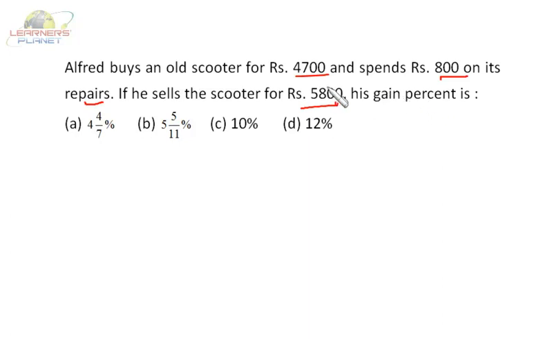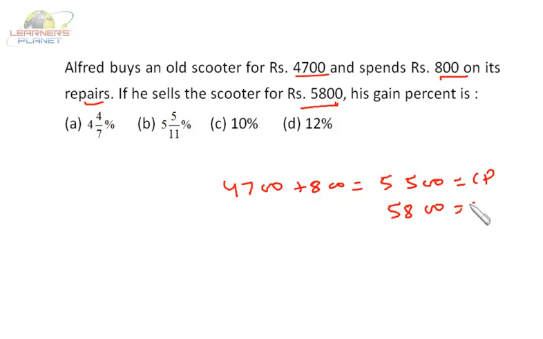His cost price of scooter is 4700. Then he is spending 800 rupees on it. That means total amount which he spent on the scooter before selling is 5500. That is cost price. Now what is its selling price? It is 5800. Now what's the profit? It is 300.